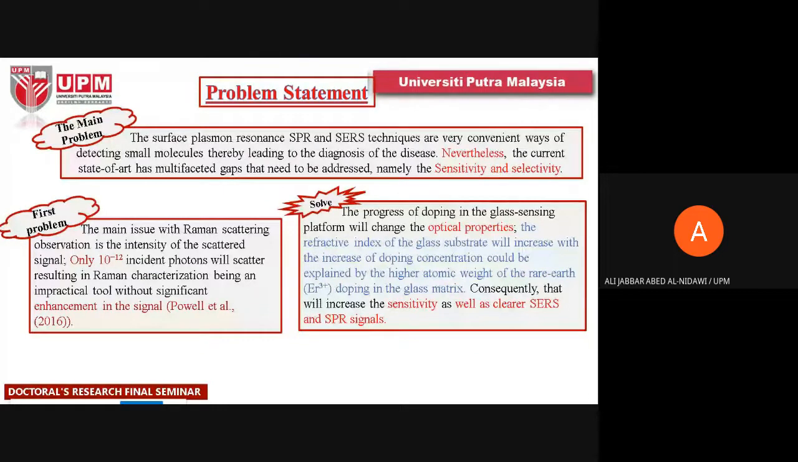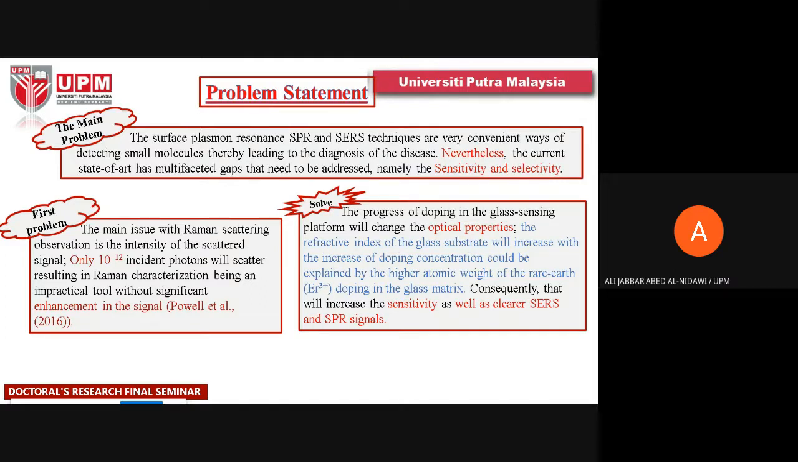For the problem statement, surface plasmon resonance and surface enhanced Raman spectroscopy technology are very convenient ways to detect small molecules, thereby leading to diagnosis of disease. Nevertheless, the current state of the art has multiple gaps that need to be addressed, normally in sensitivity and selectivity. The main issue with Raman scattering is the intensity of the scattering signal. Only 10⁻¹² of incident photons will scatter, resulting in Raman characterization being a weak tool without significant enhancement in the signal.